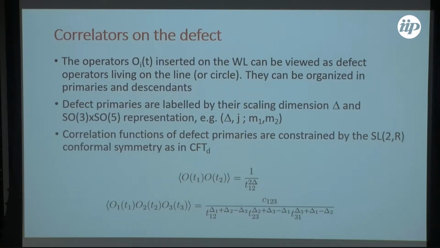Okay, so their correlation functions are then constrained by the one-dimensional conformal symmetry in the usual way. So the two-point function will be constrained in this way, and the three-point function in this way, where the deltas are the scaling dimensions. Now here I'm dropping the double bracket notation, but in all this talk you should remember that what I mean here is always what I defined earlier, the correlation functions of insertions on the Wilson line.